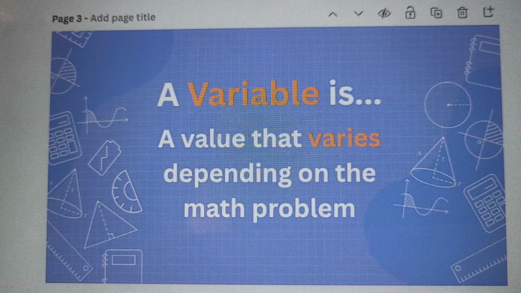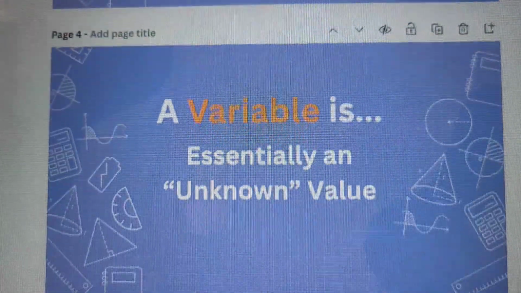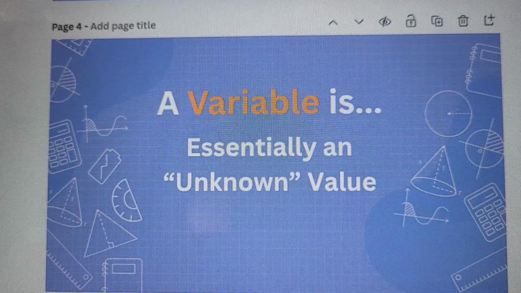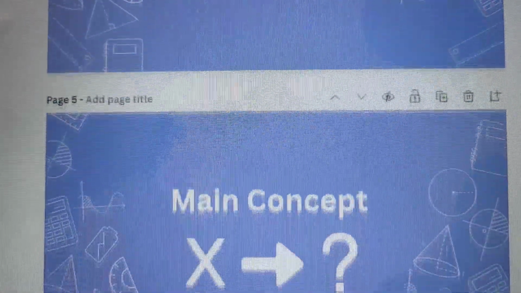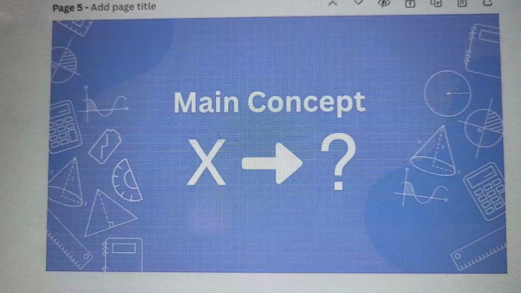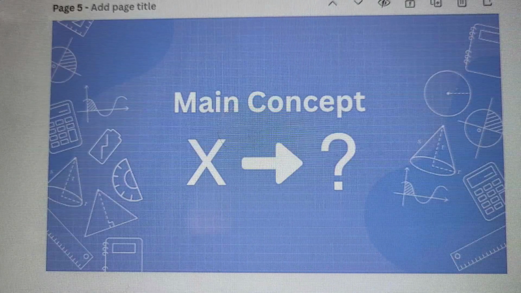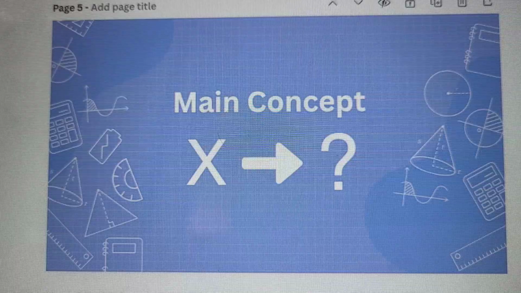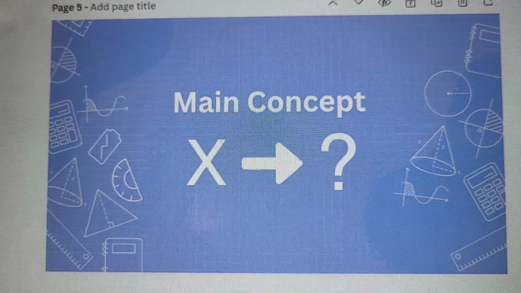In algebra, it is represented through a letter of the alphabet. Essentially, it's an unknown value, a value that we need to solve for. So the main idea that I'd like to present is that a variable like x is really just a question mark. It's a value that we don't know yet. I'll start off with an easier example just so you can understand the concept a bit better.